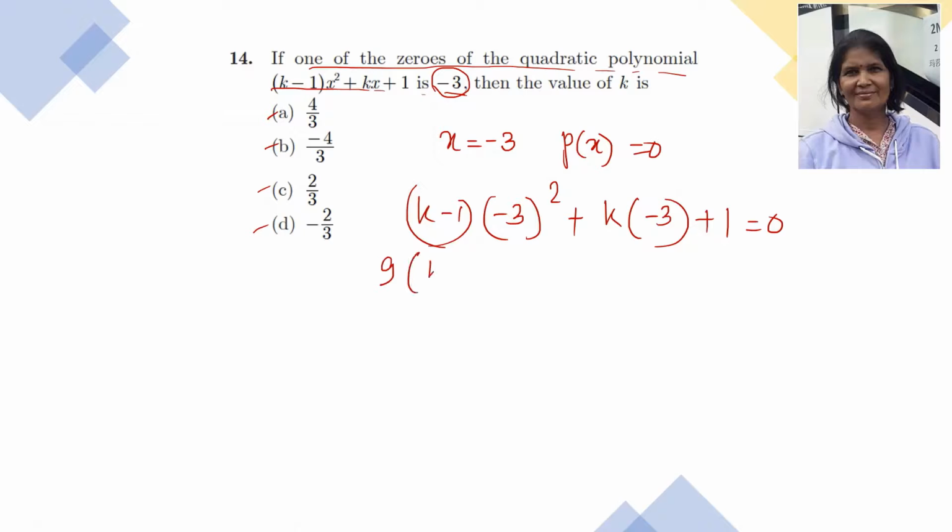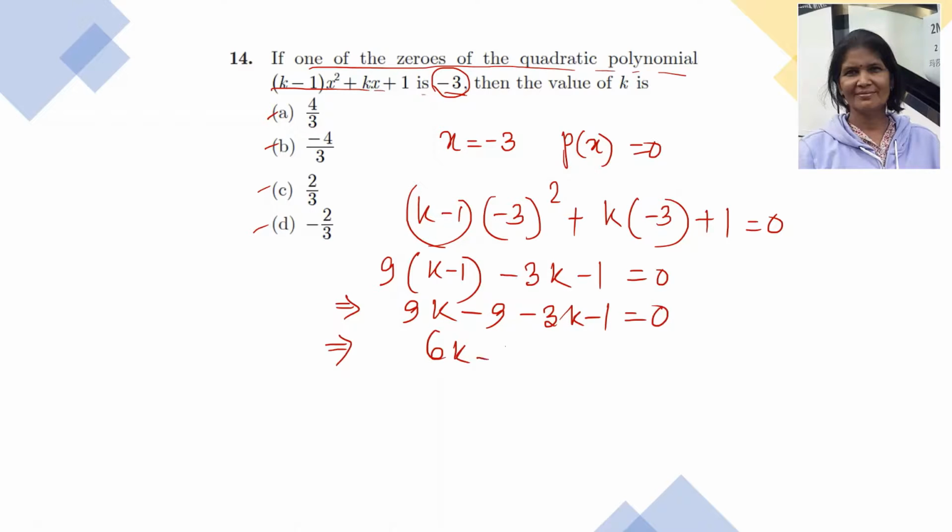So it will be 9 into (k minus 1) minus 3k minus 1 is 0. So I am getting 9k minus 9 minus 3k minus 1 is 0. So this gives me 6k minus 10 is 0, or 6k is equal to 10. This gives k is equal to 10 by 6, which is 5 by 3. 5 by 3 is not there. It is 4 by 3. Is it a mistake? Yes, it is a mistake. It is plus 1. So it will be minus 8. This will be 8. 8 by 6 is equal to how much? It will be 4 by 3.